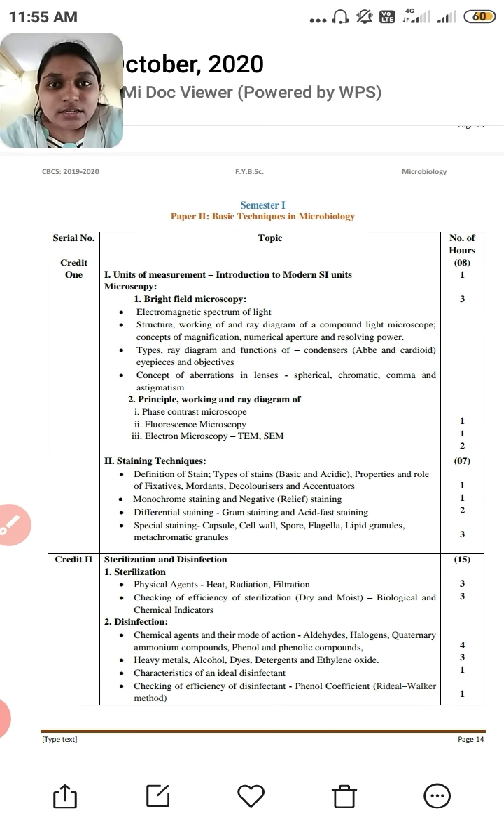These are substances which help the dye to grow in intensity, or make the dye visible with more intensity. To make the dye more visible, we use accentuators. After that we will see monochrome staining and negative staining. In monochrome staining we use a single dye. Mono for single, chrome is color.